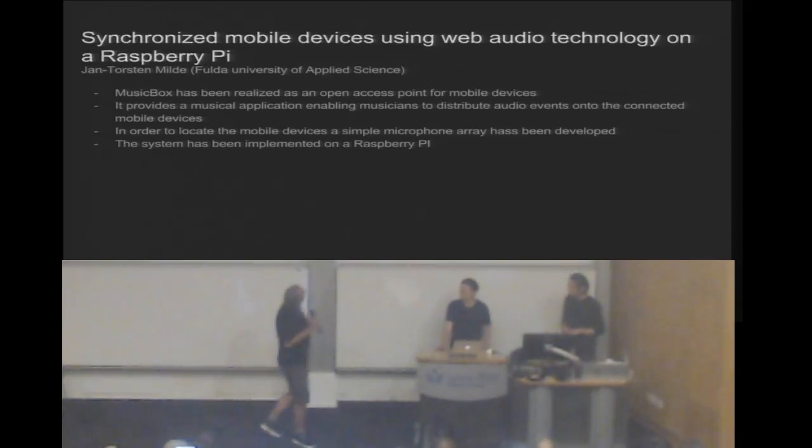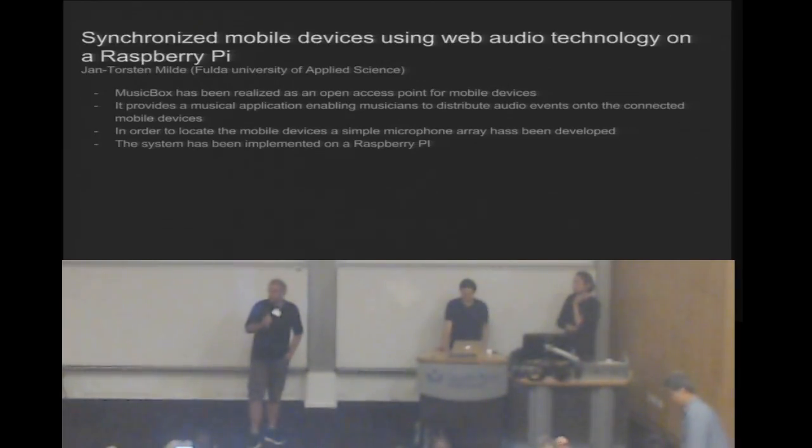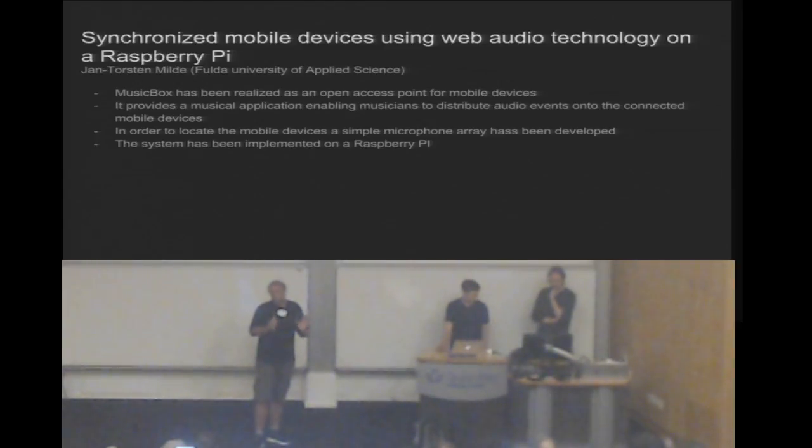Hello everybody, I'm Jan Thorsten Milder, and I'm going to present the Music Box, which is a little system that allows to spatialize audio onto mobile devices, something that we've seen quite often right now. What you might be interested in is that I developed a little microphone array that allows to identify the direction where the sound is coming from. Therefore, the spatialization is a bit more controlled.